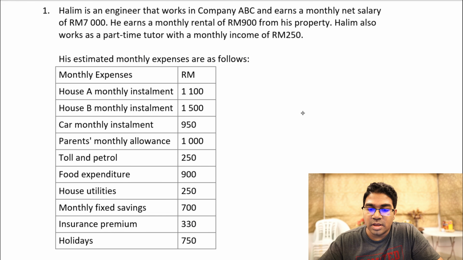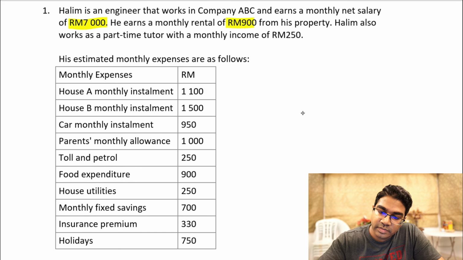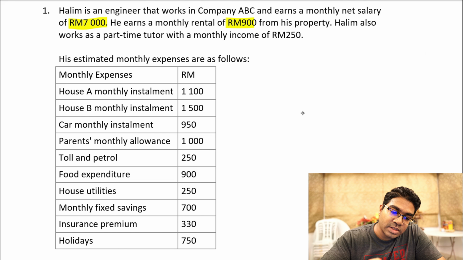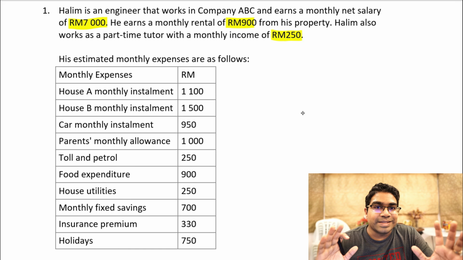Let's get started. Halim is an engineer that works in company ABC and earns a monthly net salary of 7,000 ringgit. He earns a monthly rental of 900 ringgit from his property. Halim also works as a part-time tutor with a monthly income of 250 ringgit. The question has outlined all of his income.